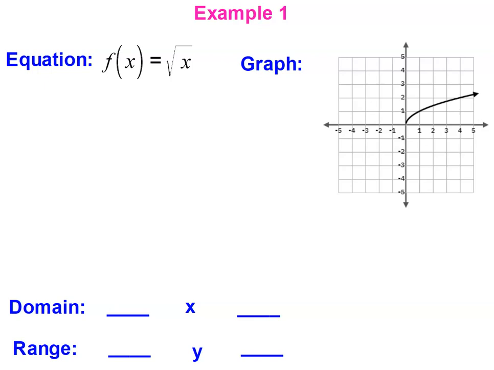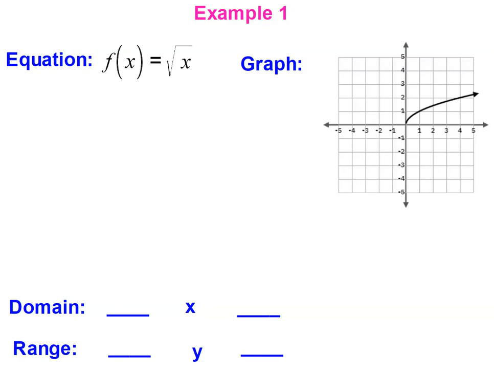So for example 1, we're going to find the domain and range for the function f of x equals the square root of x. Here we have the equation and graph for the square root of x. And first, let's look at the domain of the function. So what we want to do is, let's look first at the equation and then go to the graph.